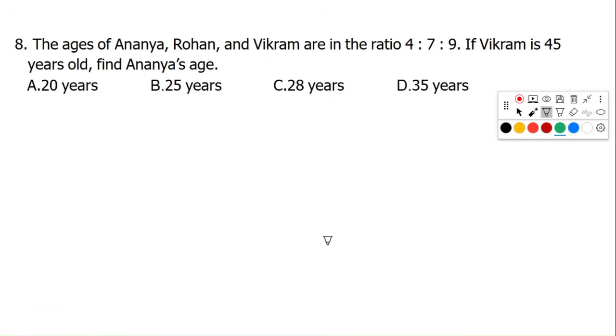The ages of Ananya, Rohan, Vikram are in the ratio. Okay. If Vikram is 45 years old, the last person is 45. So it is given ratio as 9. To get 45, you multiply it by 5. Find Ananya's age. So Ananya is the first person. Same thing you do. Multiply it by 5. So what is Ananya's age? 20 years.